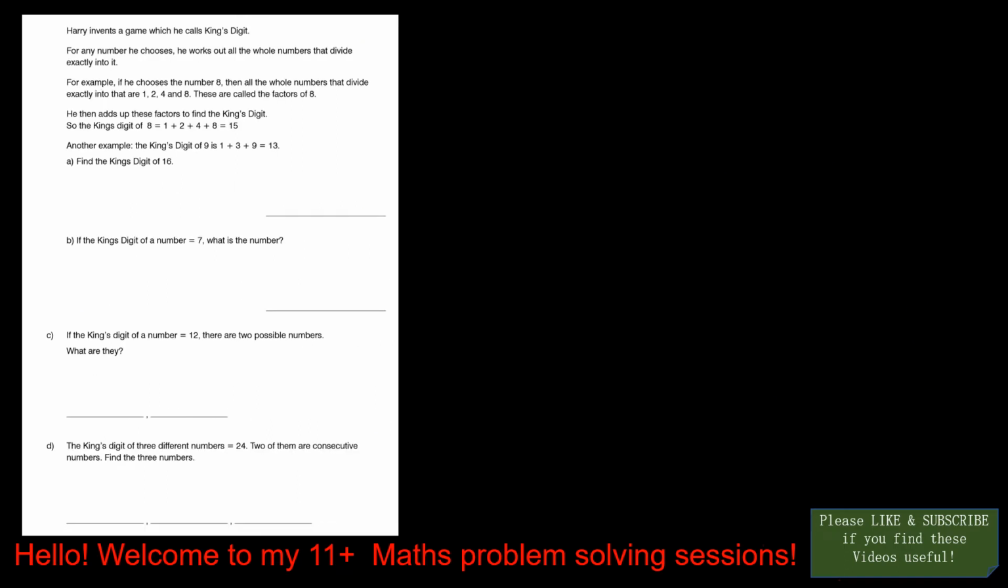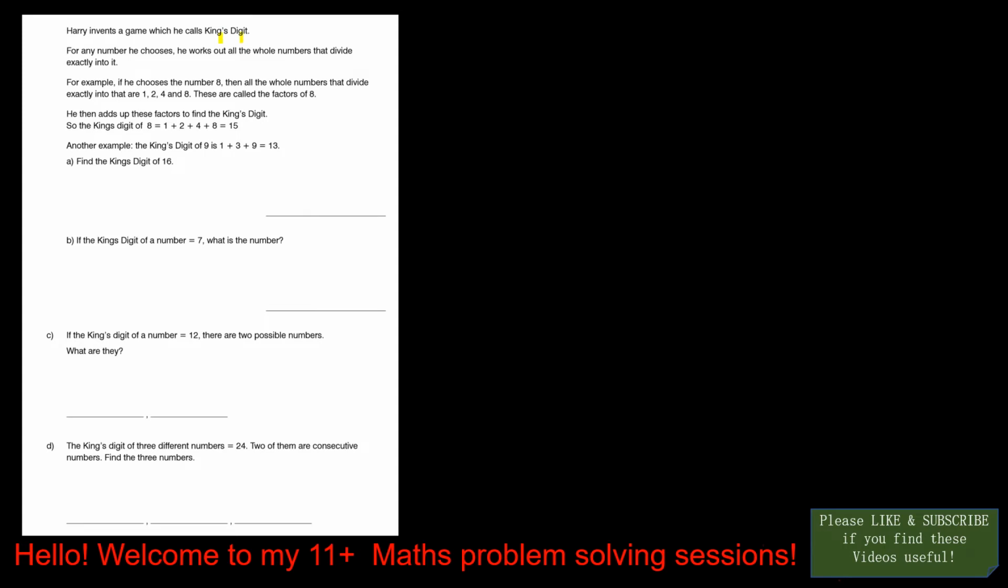The next one is a bit different. It is about factors, finding factors of numbers and adding them up. It's not very difficult, but it is a bit twisty. So we'll start. Harry invents a game which he calls King's Digit.